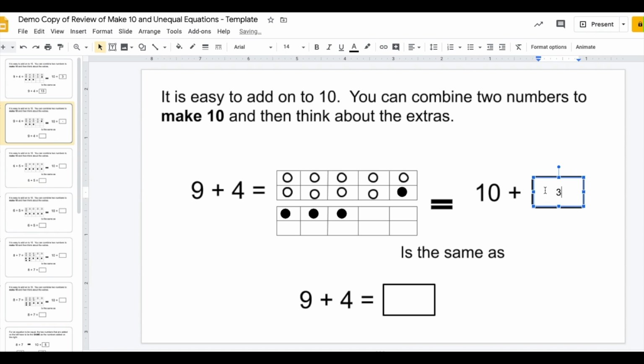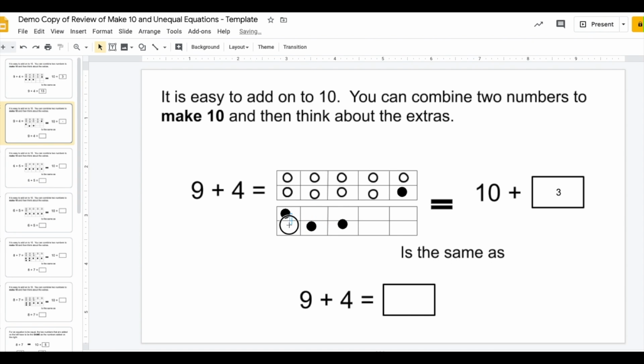The other thing that I was noticing is that students were just scattering these counters throughout. I don't want that. I need you to make sure that your counters are always top to bottom, left to right. So when they are positioned like they are in rows, you would go top to bottom, left to right.